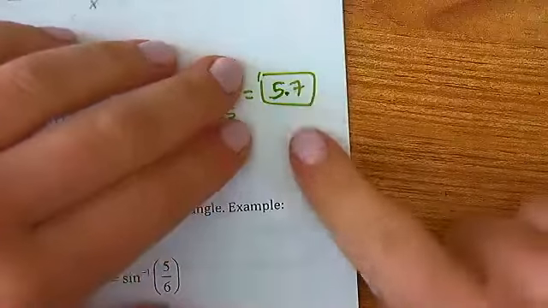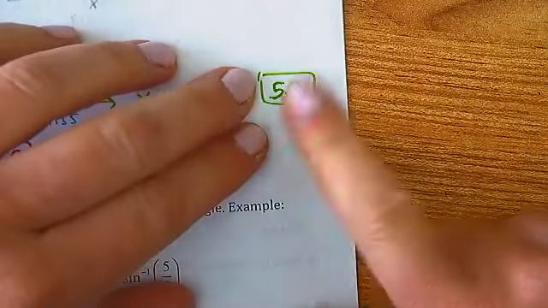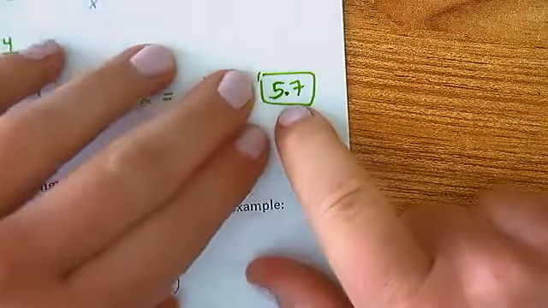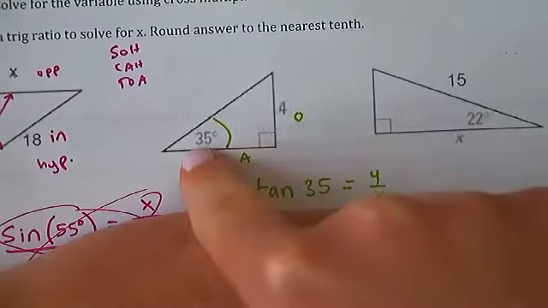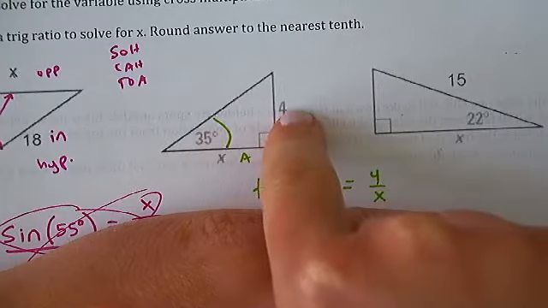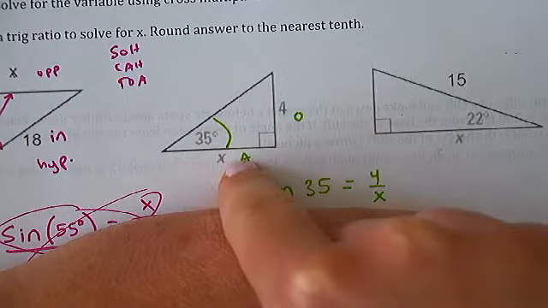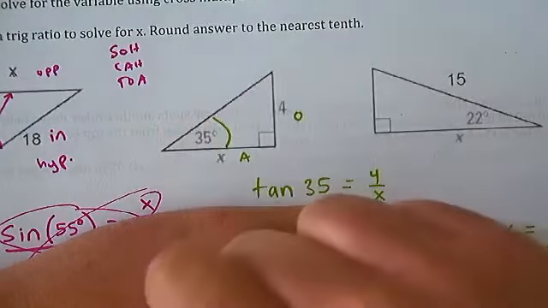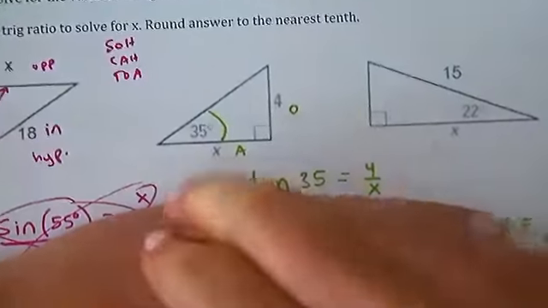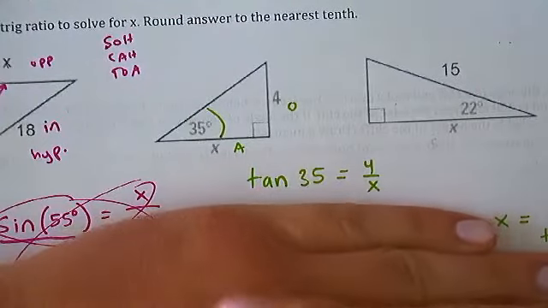Okay, so if you did it right, you should have gotten 5.7. If you did not get 5.7, let's figure out why. So to start, here's the angle I'm working with. I'm given a 4, that's the opposite side, and this x, that's the adjacent side. The hypotenuse is not labeled, so I'm not going to be using sine or cosine. That's why I chose tangent. So that's how you know that it was tan.